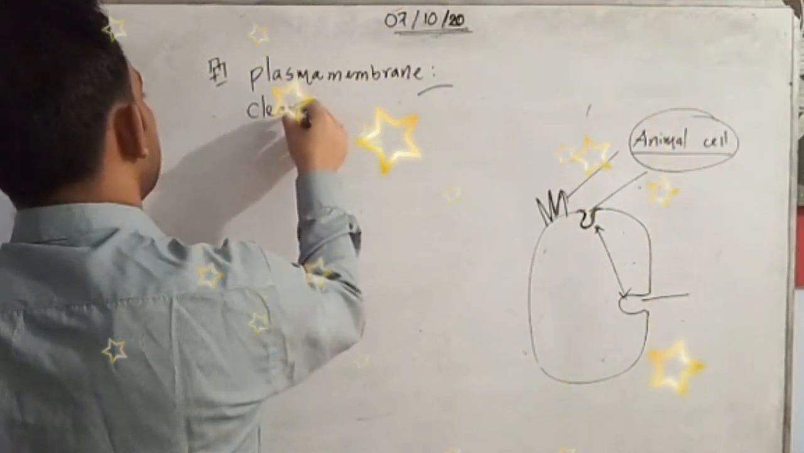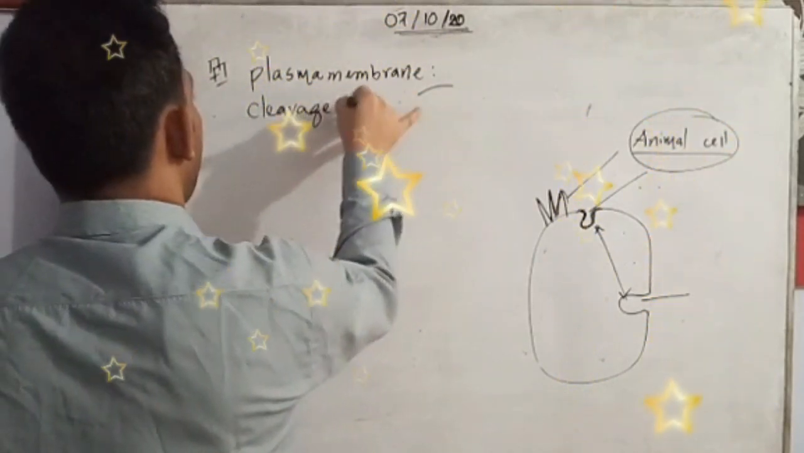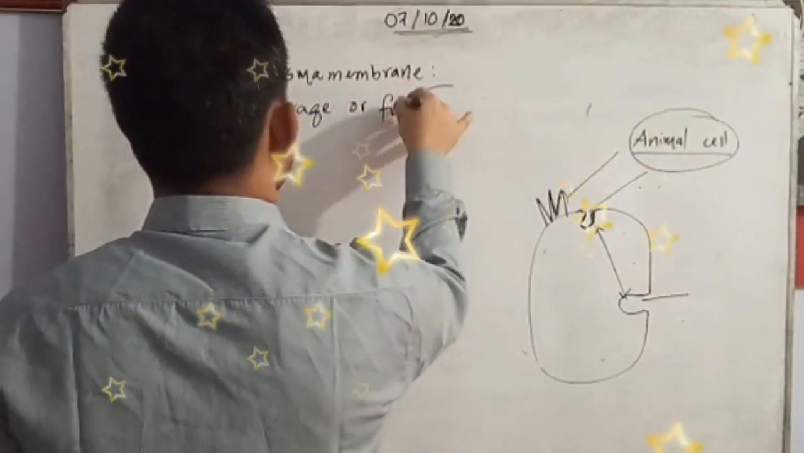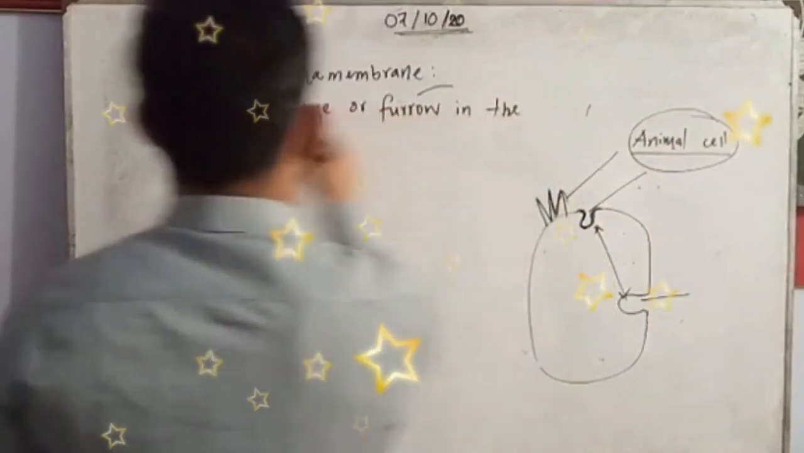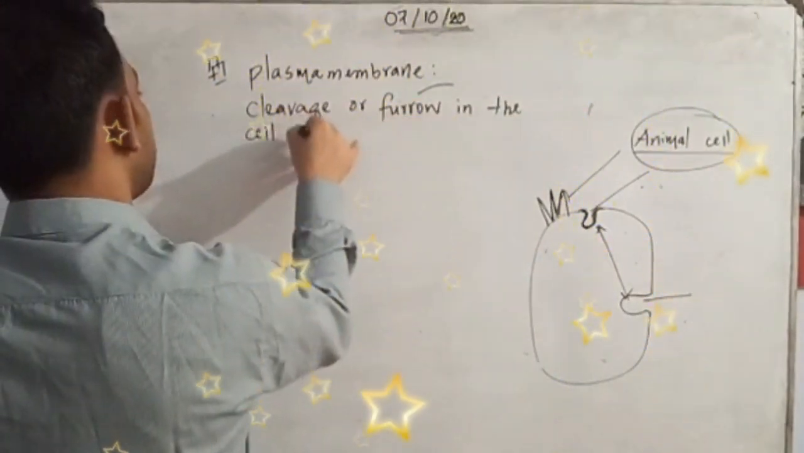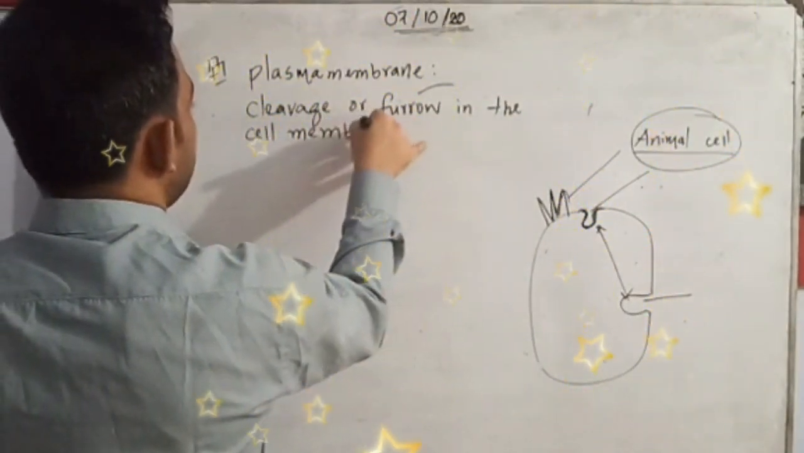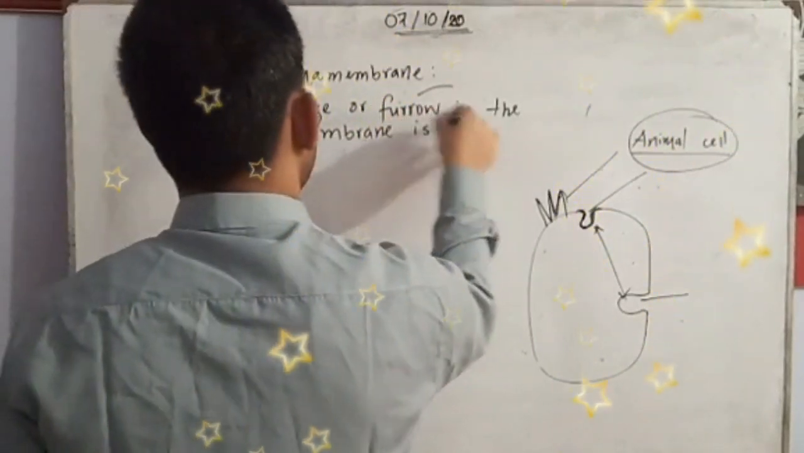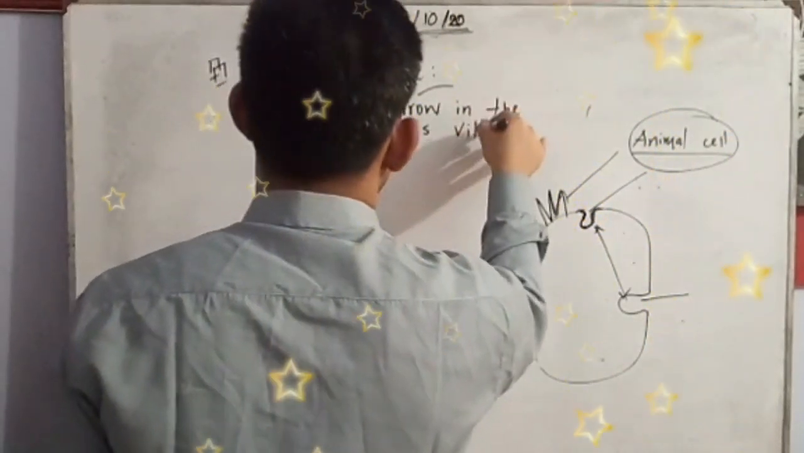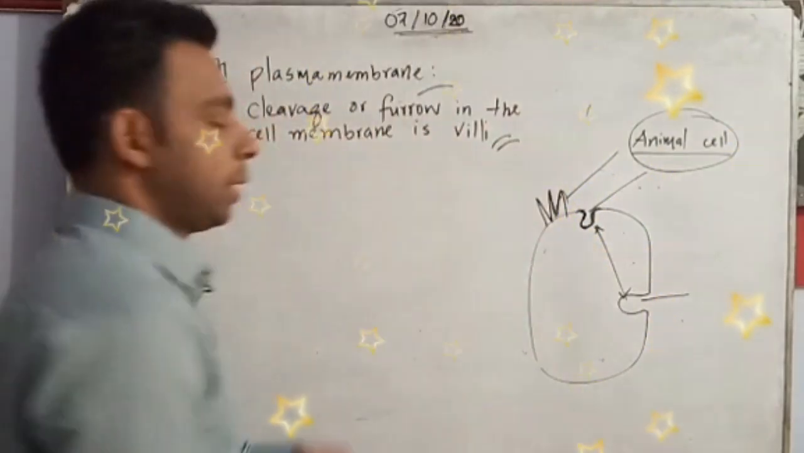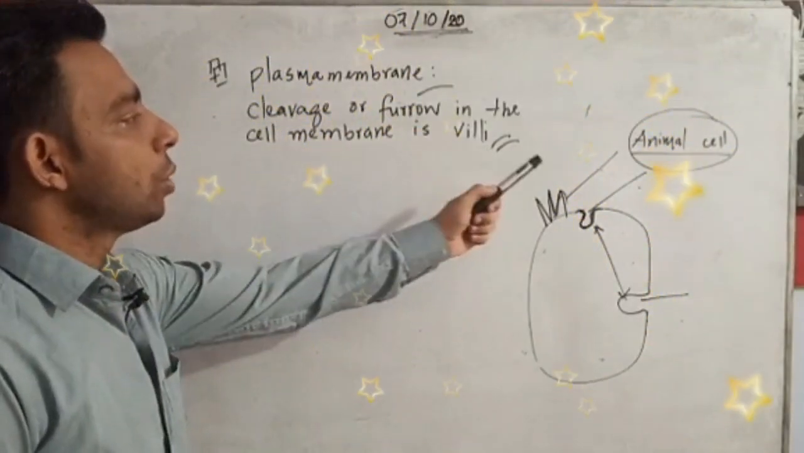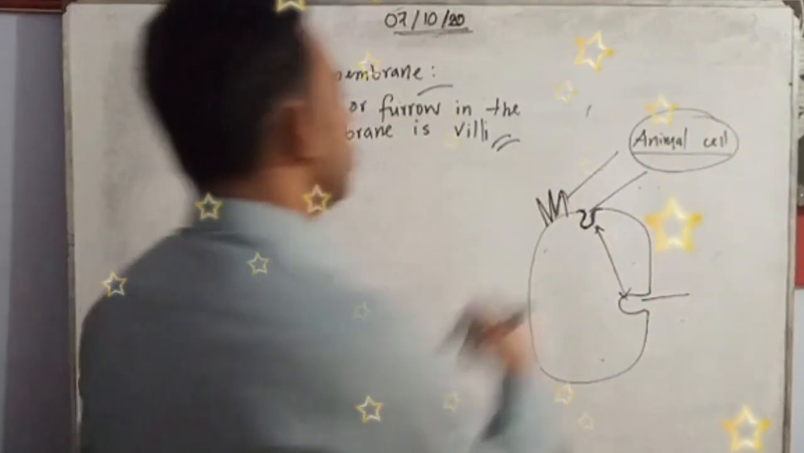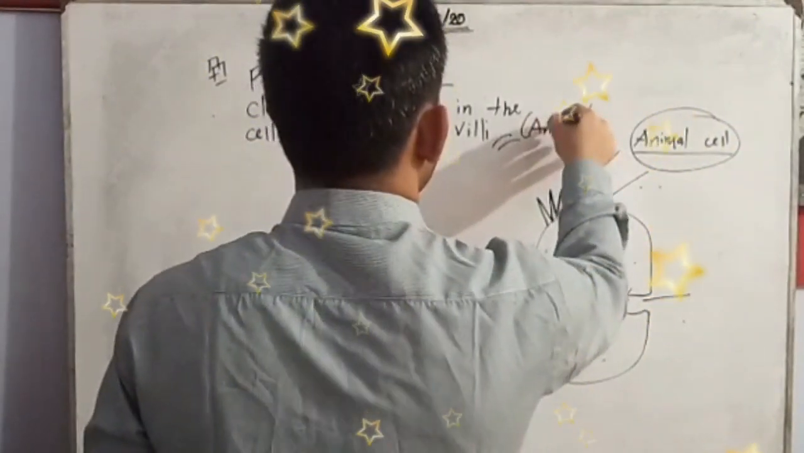Cleavage or furrow in the cell membrane is villi. You can write villi, or say it in the American pronunciation. So in the animal cell, we will actually find this.